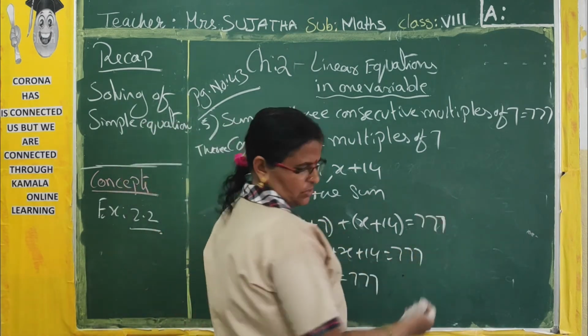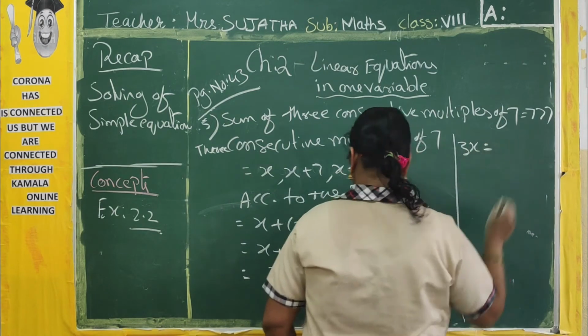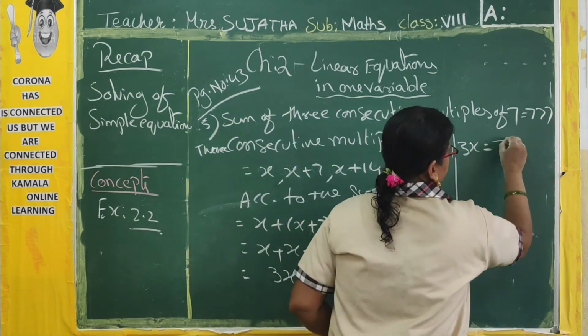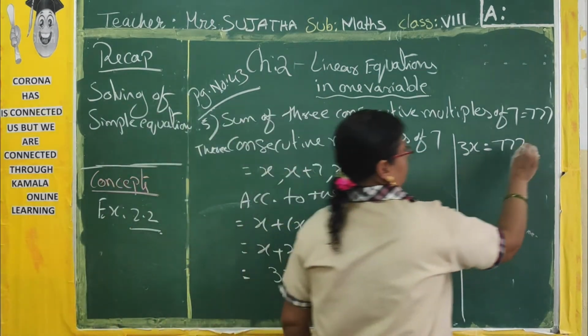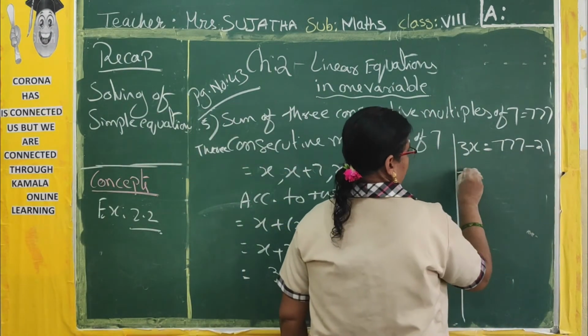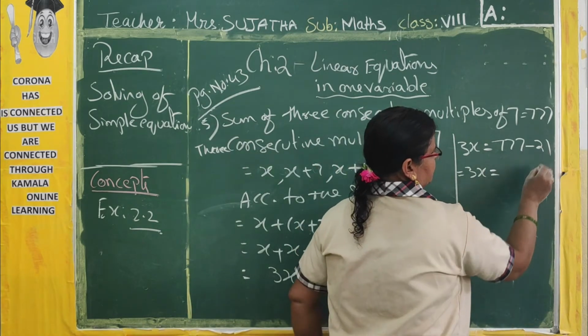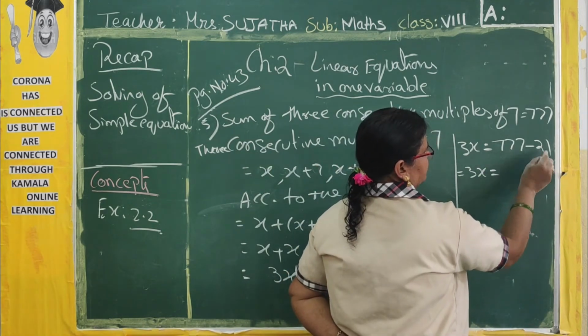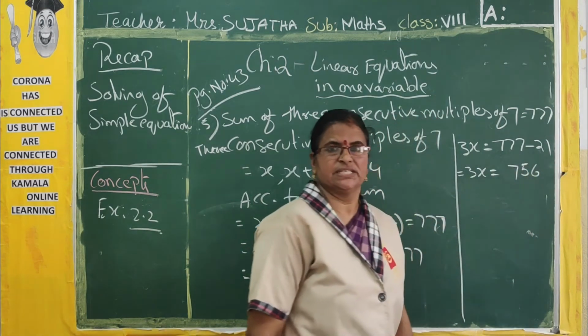Now 3x is equal to 777. This plus 21 will go that side. It becomes minus 21. Now 3x is equal to, now subtract it. 7 minus 1, 6. 7 minus 5, 7 minus 2, 5. Here 7. 756 we got.